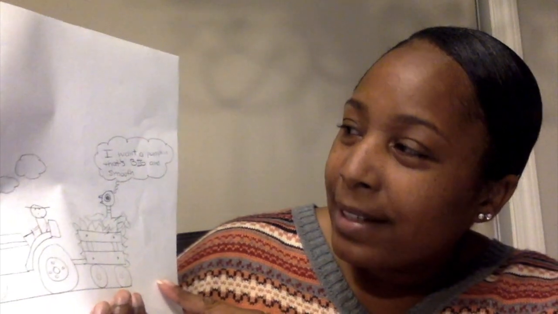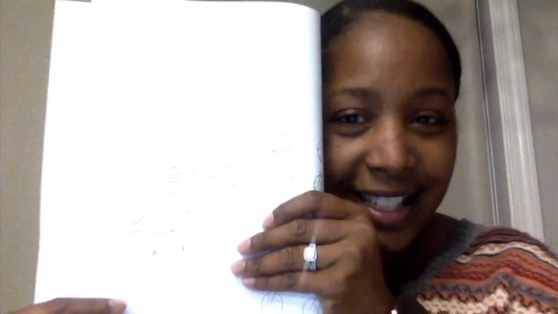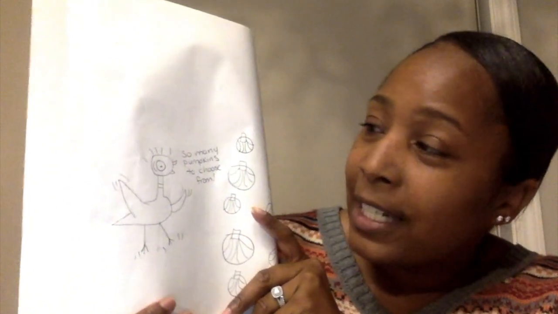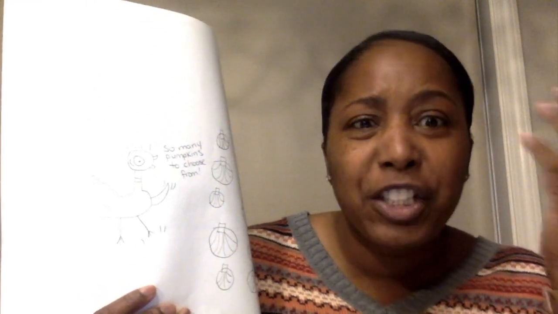I want a big pumpkin. I want a pumpkin that's big and smooth. All right, so right here, I use movement lines again. And here I use it to show motion. He's ready to go choose his pumpkin. He's so excited. But then he's thinking about, oh my gosh, there are so many pumpkins to choose from. This is showing emotion too. You see the lines? He doesn't know which one to choose because there are so many.